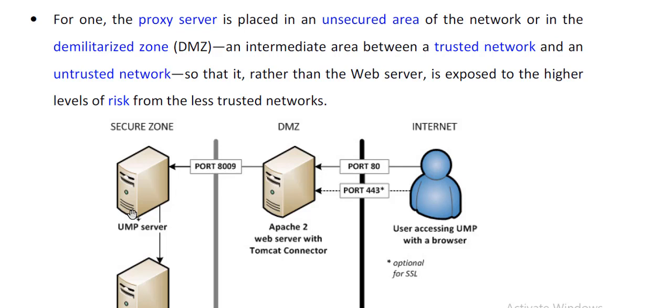Suppose that we have an attack, let's say we are using port 443 instead of port 80. Here, instead of hitting the asset or attacking the server, which is very valuable to us, the attack will be launched only on that proxy server. And here we shifted the risk from the secure zone to the demilitarized zone.